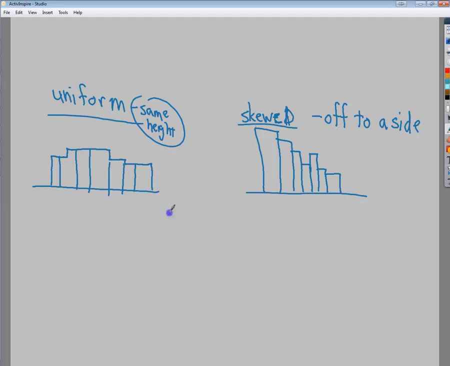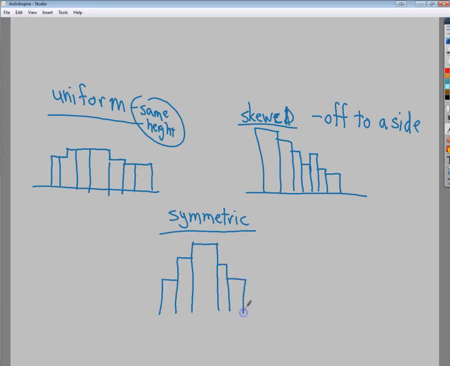And the last type would be symmetric. Symmetric sort of looks like a building or a normal distribution, if you know what that means. You tend to have one big part in the middle, and then the sides are pretty close, and then it just sort of goes down. So essentially you have an axis of symmetry. You can break it in half. I could fold one part over the other. It doesn't have to be exact. It just has to have the general idea that it is symmetric. So you're looking for sort of a line of symmetry.